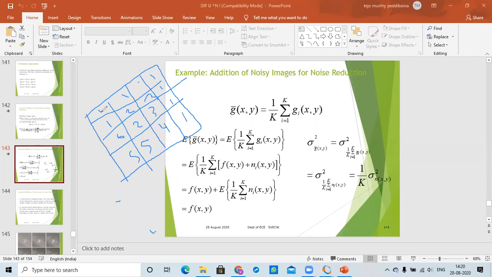This is my image. Then I want to replace this particular pixel value. How to replace this particular pixel value? You consider all the pixel values around this, the neighborhood of this one. Then average all the values here. That means 1 plus 2 plus 3 plus 6 plus 2 plus 3 plus 5 plus 5 plus 5 plus 4 by 9. So average it and replace the 2 with the average of this one.